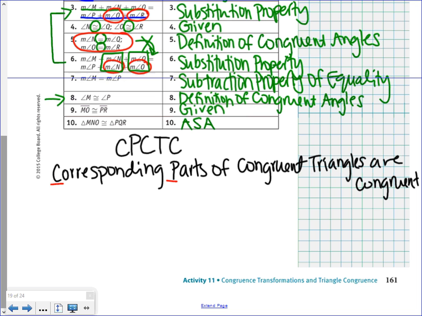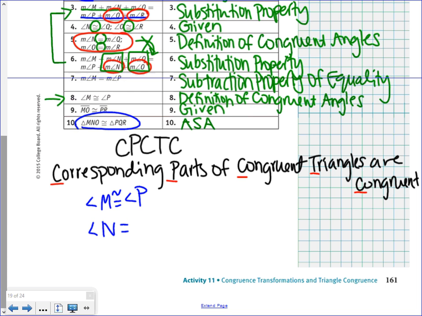CPCTC. Corresponding parts of congruent triangles are congruent. So what that says is that if you know your triangles are congruent, then the corresponding parts are also congruent. So looking at what we just had, if we know these triangles are congruent, then we can say that angle M is congruent to angle P.